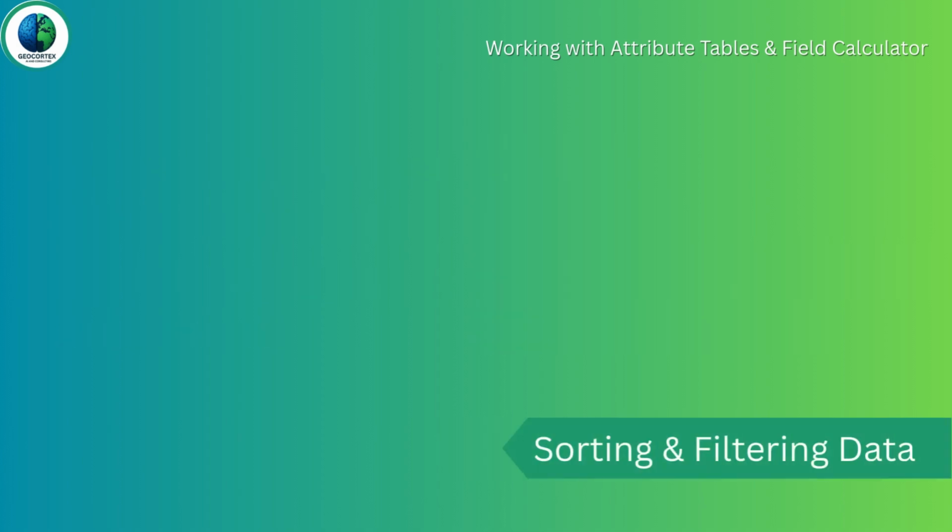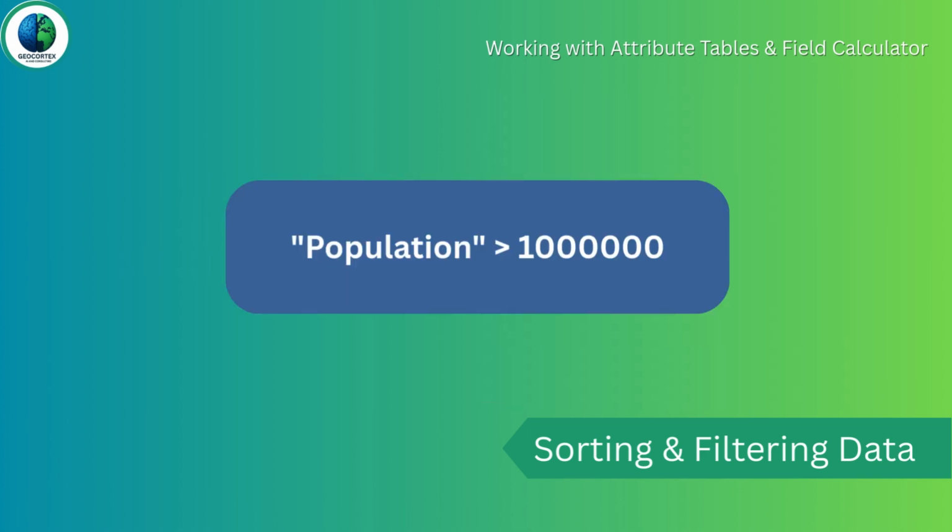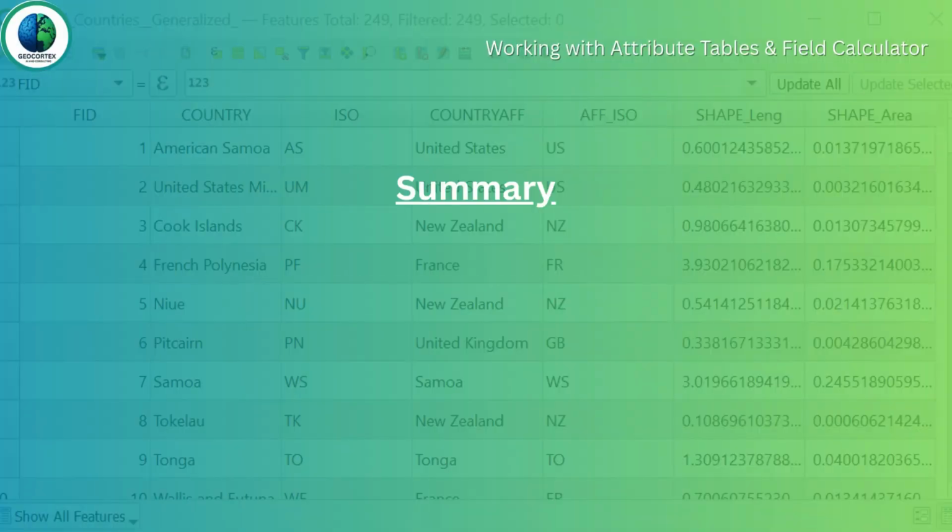Sorting and filtering data too. Make sense of your attributes. Sort by clicking a column header, filter using the filter icon, or select by expression. For example, to show districts with more than 1 million people, population greater than 1 million. Click Clear Filter to return to the full table.